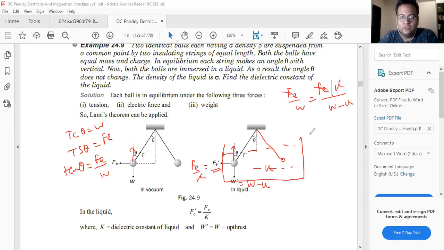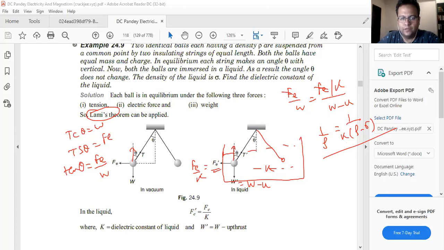So you can just solve from this, right? Weight को क्या लिखेंगे? Volume into density of the body into g, right? And upthrust will be volume into density of the liquid into g. So we'll get it as, again, volume and g's will cancel out. So 1 by rho is equals to 1 by K into rho minus sigma, so to say. Right? तो यहाँ से आंसर आ जाएगा. यहाँ पर Lami's theorem वगैरह किया, not needed.